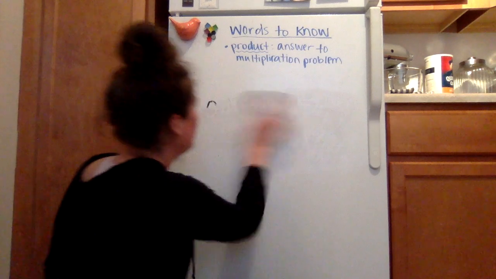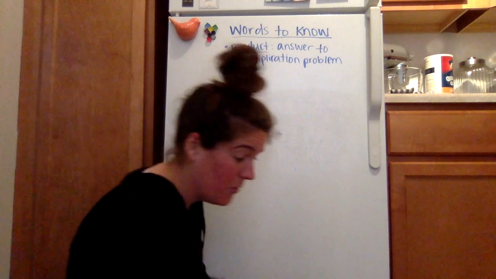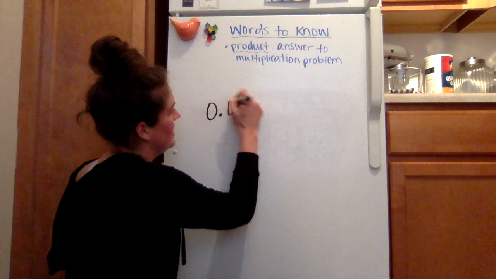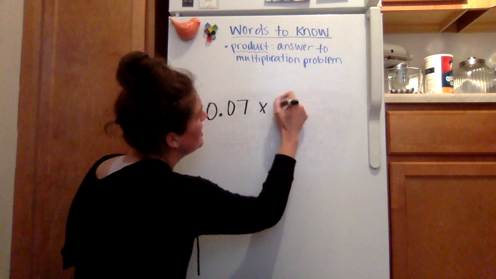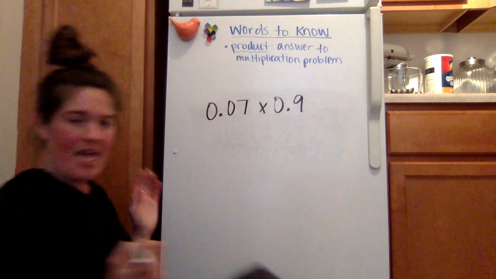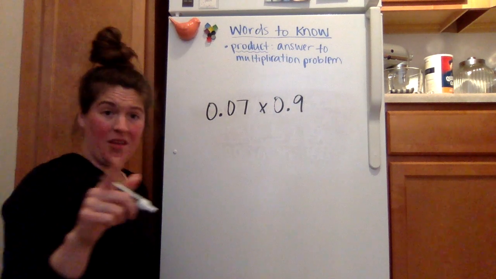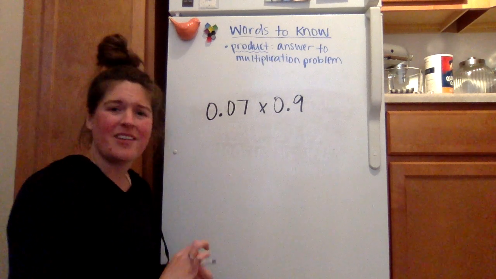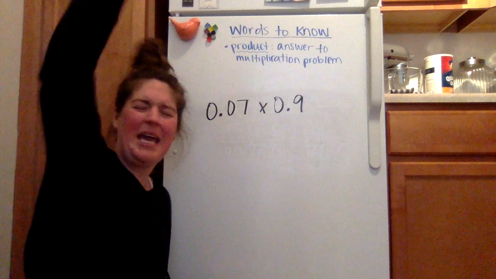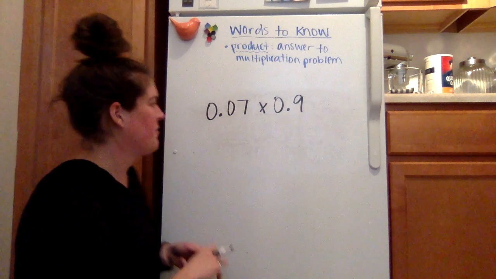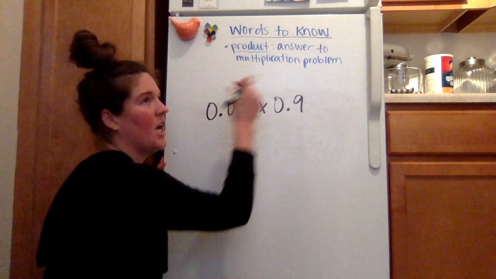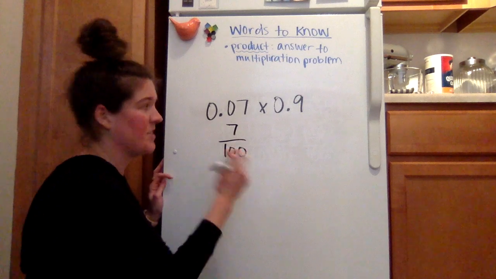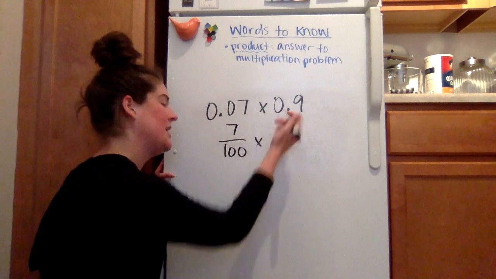All right, the last one I'm going to show you here, team, before I send you off to try a few on your own, is this one. We're going to do 0 and 7/100ths times 0 and 9/10ths. If you were in my class right now and I said, who can tell me how to write this as a fraction? I hope virtually all your hands are going up. 7/100ths. That's easy. 7 numerator, denominator 100. Because it's 7/100ths times, easy, 9/10ths.